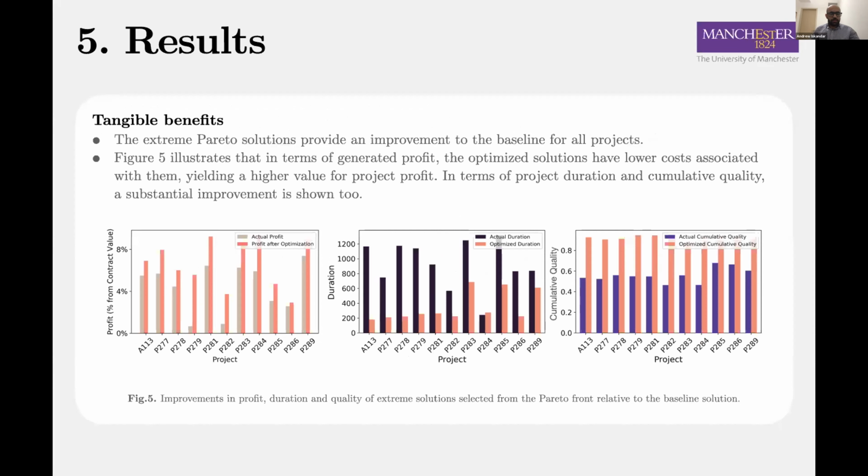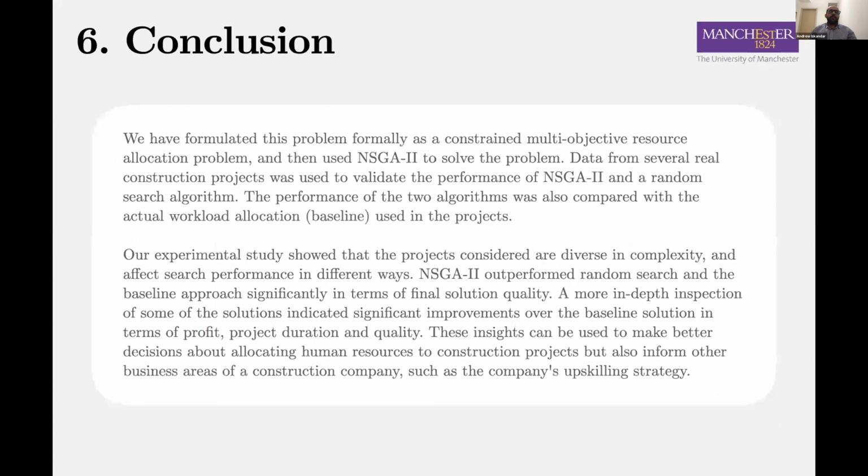Our last deliverable in terms of results is comparing the tangible results from the extreme Pareto points obtained from the NSGA2 algorithm with those in figure 2 shown earlier. As we can see, in almost all projects, NSGA2 provided significant improvements to the 3 objectives optimized, including project profit by minimizing cost, project duration, and cumulative quality.